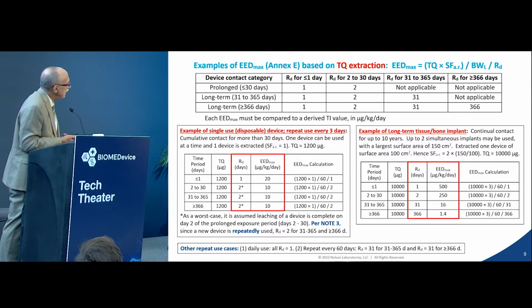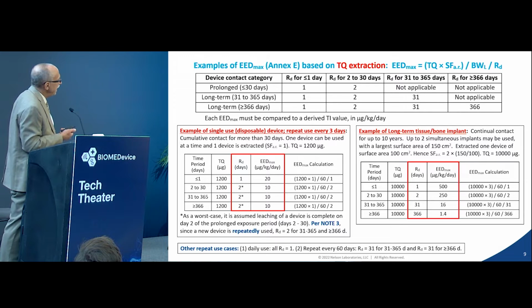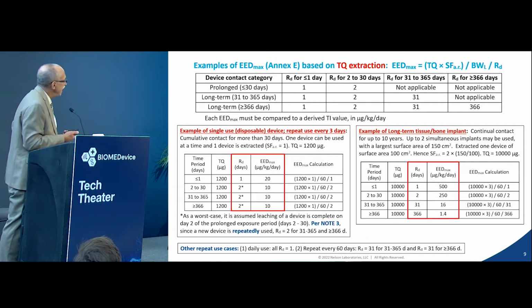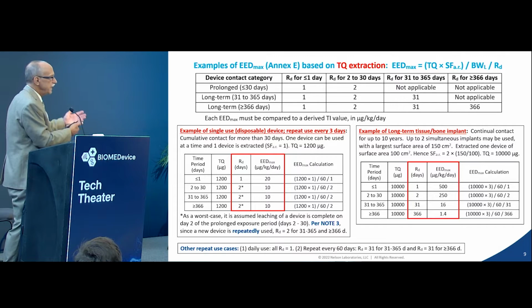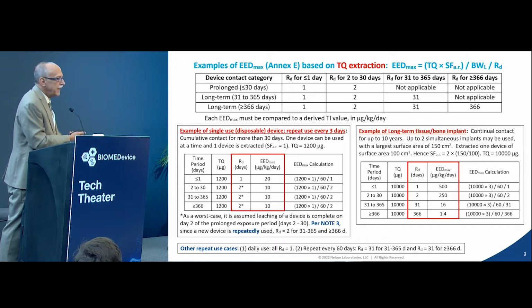So essentially, if you extracted 12,000 microgram, you divide that by the 60 kilogram adult body weight and divide by 1 day. That becomes your comparison for the 1 day exposure. And from 2 to 30 days, you take that amount again, 12,000 divided by 2 days, because that's the shortest possible time that the chemicals could be released from day 2 to day 30. It might all come off fast.